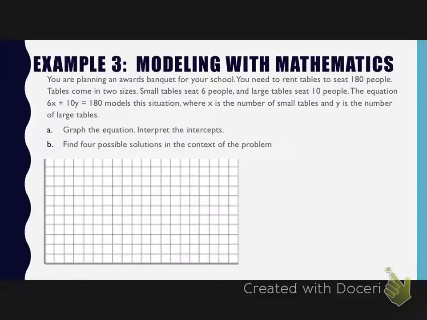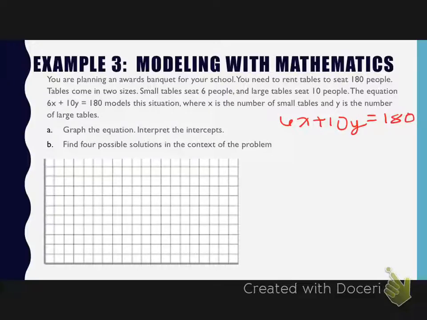Let's try another one here. You're planning an awards banquet for your school. You need to rent tables to seat 180 people. Tables come in 2 sizes. Small tables seat 6 people, and large tables seat 10 people. The equation 6x plus 10y equals 180 models this situation, where x is the number of small tables and y is the number of large tables. It says graph the equation, interpret the intercepts. So, let's see here. We have 6x plus 10y equals 180.